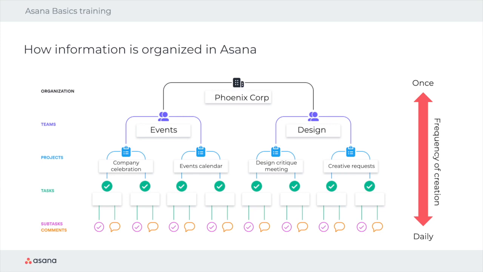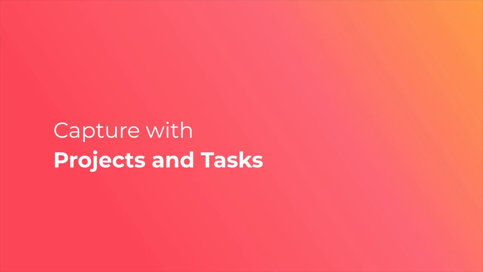As an example, let's say we have the Phoenix Corporation organization at the top, and we have two teams at the Phoenix Corp working in Asana, the events team and the design team. Both part of the same organization, but they will create and manage projects within their own teams. Projects are a great starting place for capturing work, and in a moment, we're actually going to walk through the steps that the events team is going to take to plan their upcoming company celebration. So let's head over to Asana and see what this looks like in practice.